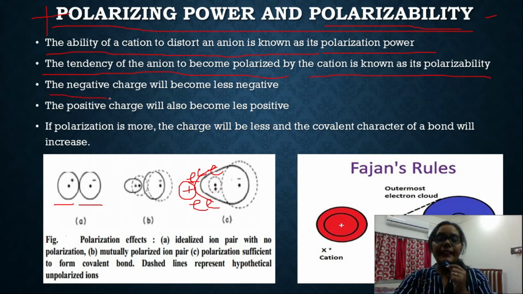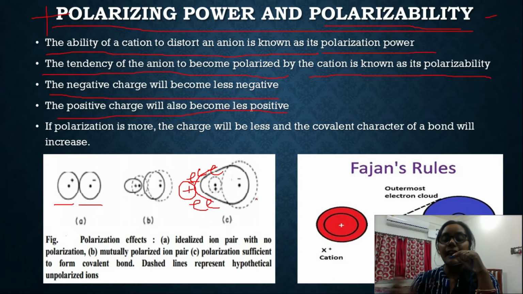Okay, the negative charge will become less negative and after that the positive charge will also become less positive. After this distortion, what will happen? The positive charge will be less positive and the negative charge will be less negative, and that is why at that time the covalent bond will be created. Okay, covalent character will be created.